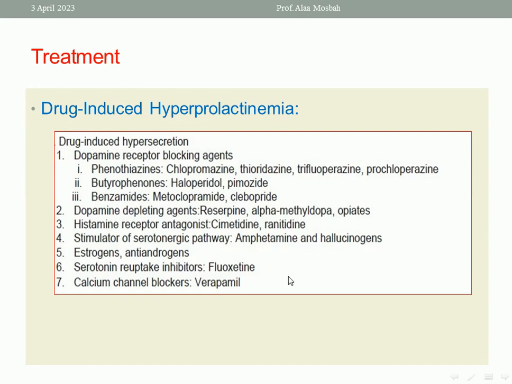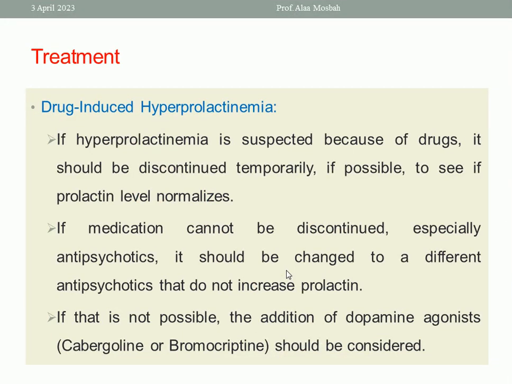So if I found one of these drugs taken by the patient, what am I going to do? First, if you can stop this drug temporarily to see if the prolactin level normalizes, yes, do it. But if the medication cannot be discontinued, especially, for example, an antipsychotic, you can change it to a different group of antipsychotic which does not increase prolactin. So just changing the type of antipsychotic drug may be helpful. And of course, you should refer to a psychiatric doctor to change the medication.